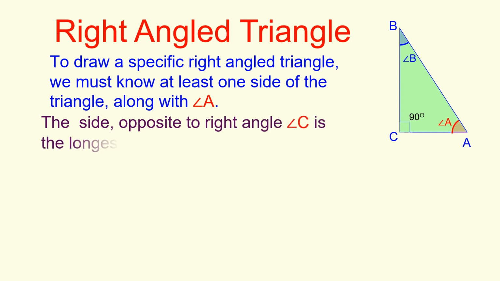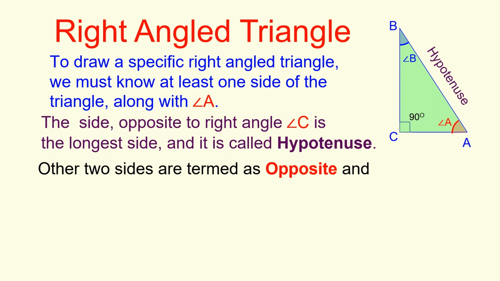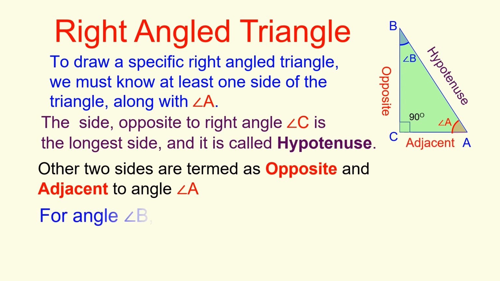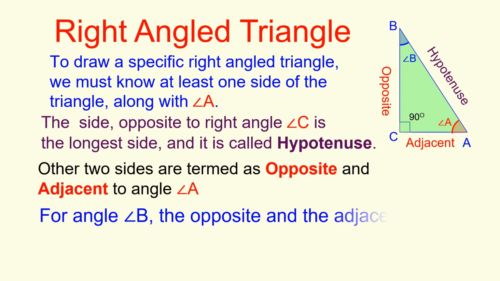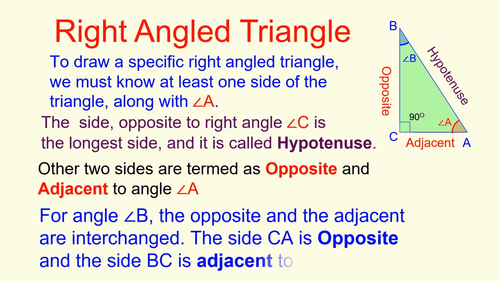Of 3 sides of a right-angled triangle, the opposite side to right angle is always the longest side, and it is called hypotenuse. Other 2 sides are opposite and adjacent to angle A. Please note, but for angle B, the opposite and the adjacent are interchanged. The side CA is opposite, and the side BC is adjacent to angle B.